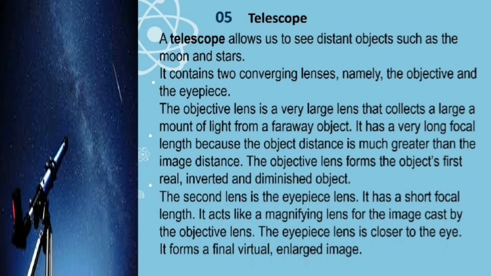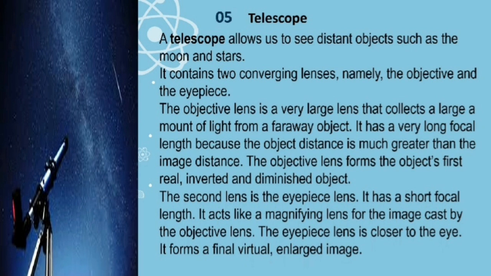The objective lens is a very large lens that collects a large amount of light from a faraway object. It has a very long focal length because the object distance is much greater than the image distance. The objective lens forms the first real, inverted, and diminished image.